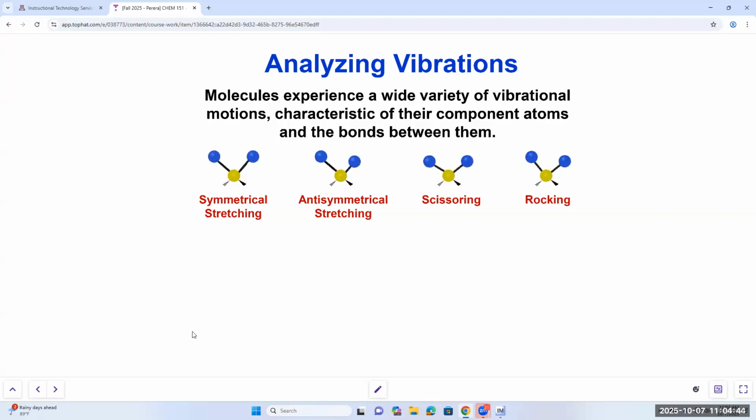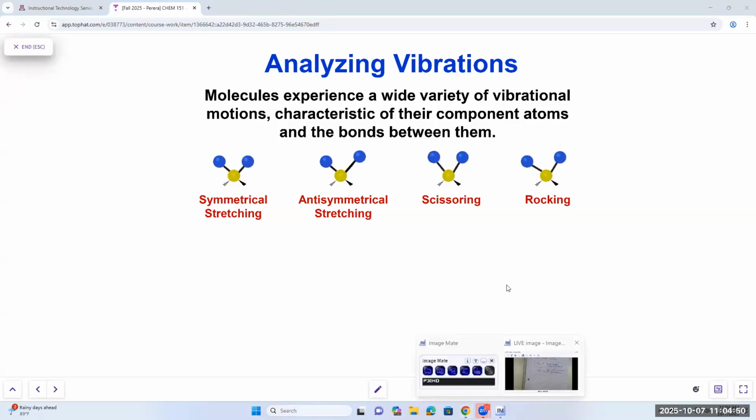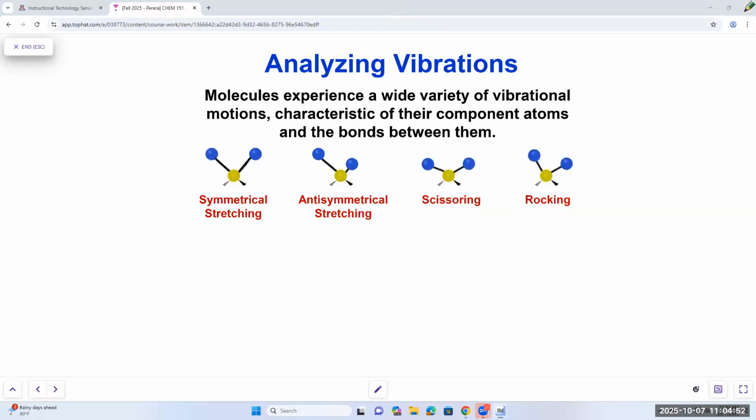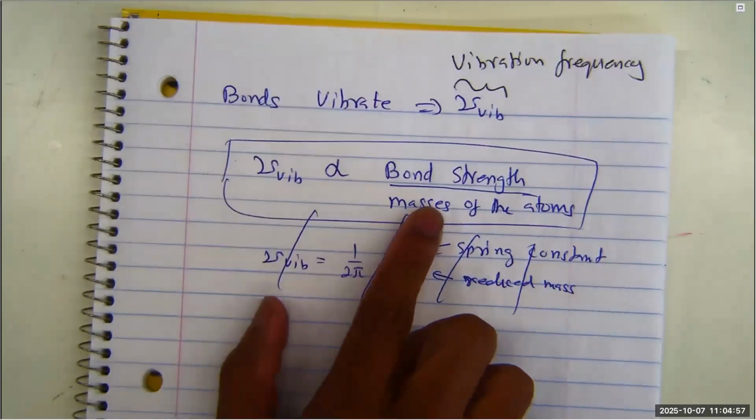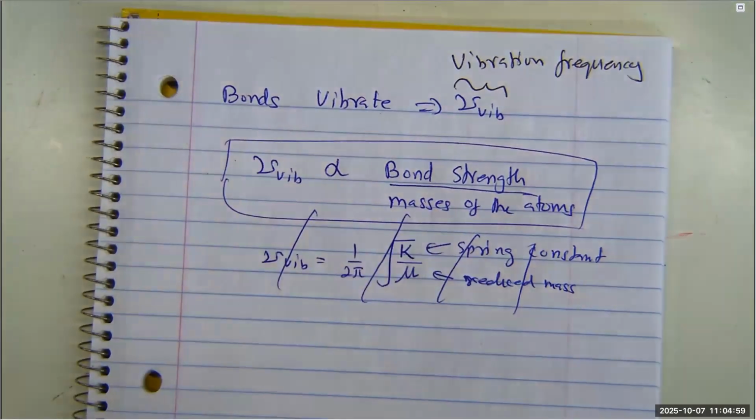Okay, and if something is vibrating, we can define what we call the vibration frequency. And what we discussed towards the end on Thursday was this vibration frequency is directly proportional to the bond strength, and inversely proportional to the masses of the atoms involved. Okay, as compared to a spring, right? It's comparable to a spring. So that is what we have talked about so far.